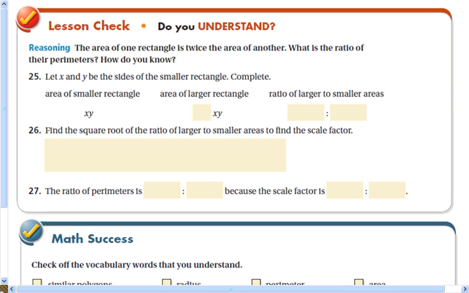All right, lesson check. The area of one rectangle is twice the area of another. What is the ratio of their perimeters? How do you know? So if x and y are the sides of the smaller rectangle, then the area of a larger rectangle is 2 times that. So the ratio of the larger to the smaller areas is 2 to 1. And so now we need to find the square root of that ratio. So the square root of 2 to 1 is equal to the square root of 2 over the square root of 1, which is just 1. So there's that ratio. So the ratio of the perimeters is square root of 2 to 1 because the scale factor is the same thing.